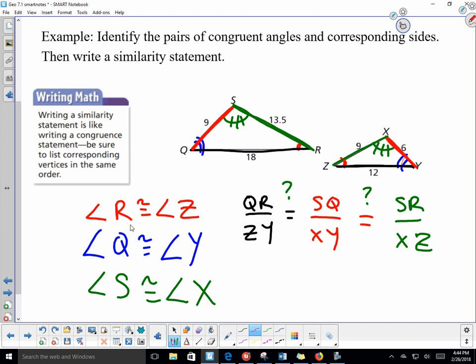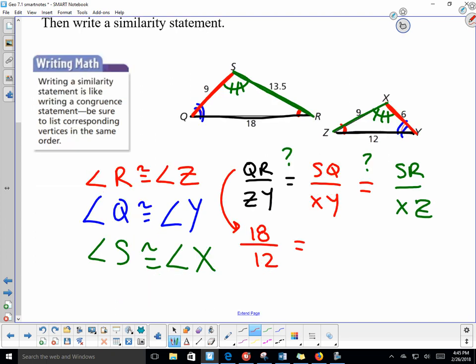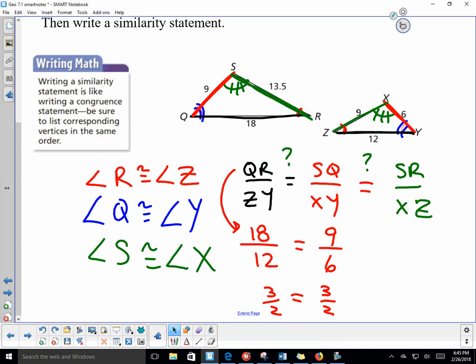QR here is 18, so that's what I'm writing here, over ZY is 12. So I get 18 over 12. And if I look at what that reduces to, 3 over 2. You could do that on your calculator. What about SQ? SQ is this segment here, that's 9. And XY is this segment here, that's 6. So I get 9 is to 6. What does that reduce to? Well, that reduces to 3 over 2 also. So far, so good. And now we need to try SR, that's this segment, and XZ, that's this segment.